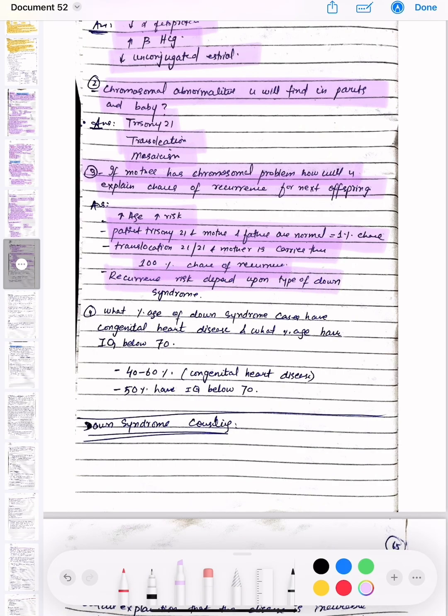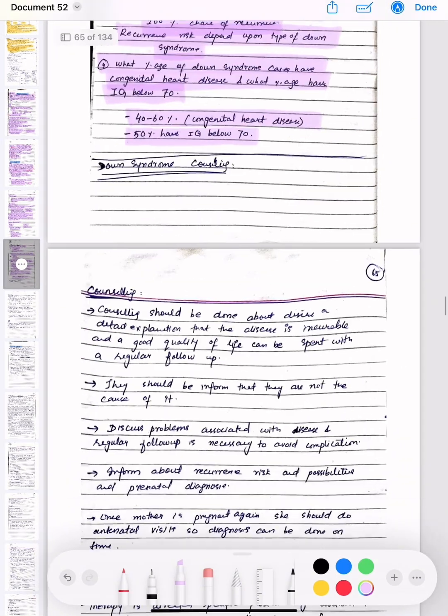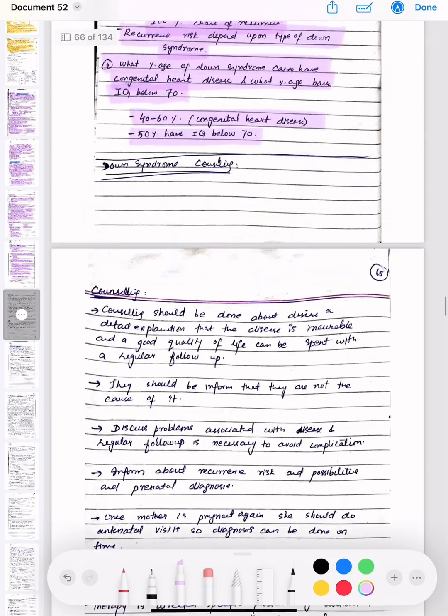Recurrence risk depends upon the type of Down syndrome. What percentage of Down syndrome cases have congenital heart disease, and what percentage have IQ below 70? So 40 to 60% have congenital heart disease and 50% of patients have IQ below 70. Okay. Also, it is important to counsel the Down syndrome patients.